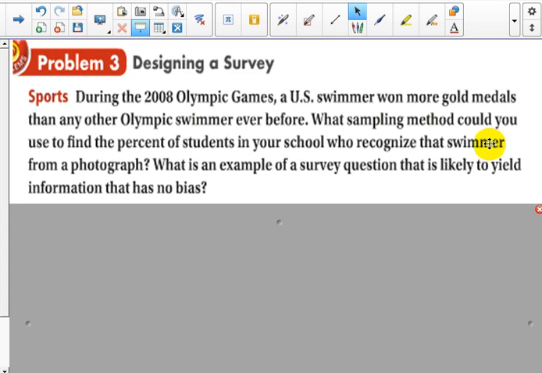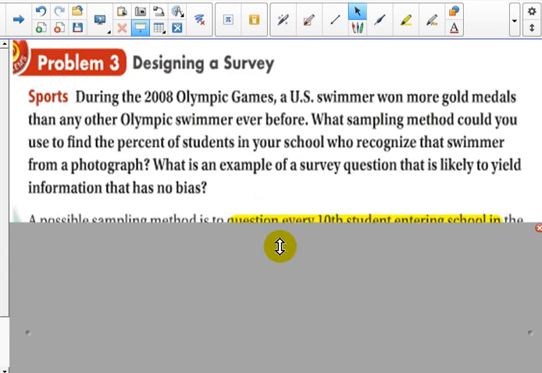Would this have bias? Do you recognize this Olympian? Would that have bias? Yeah, because you're telling them already, oh, it's an Olympian. And then they go, oh, yeah, Phelps, whatever. So you want to take that out. You would just want to hold it up and go, do you recognize this person? And show them maybe swimming. Or do you recognize this swimmer?